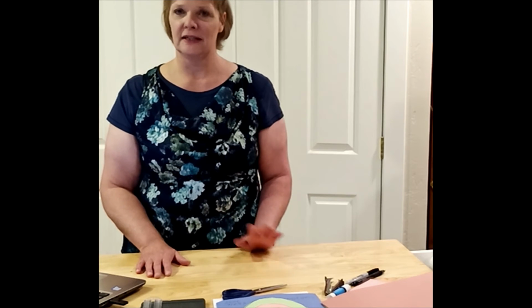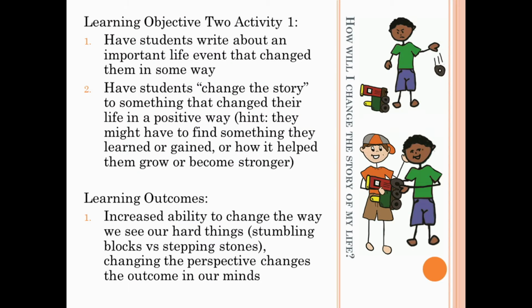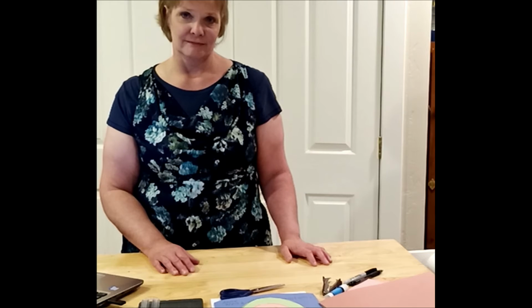So learning activity 1 is to have students write about an important life event that changed them in some way. It doesn't have to be a big event, but it can be, but just something that changed them in some way. And then have them change that story.